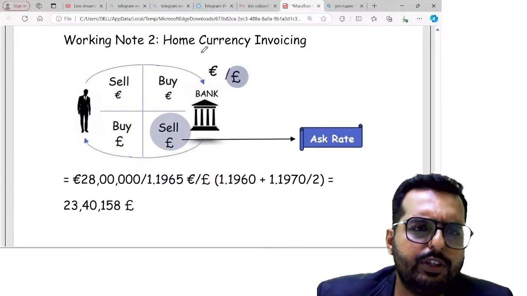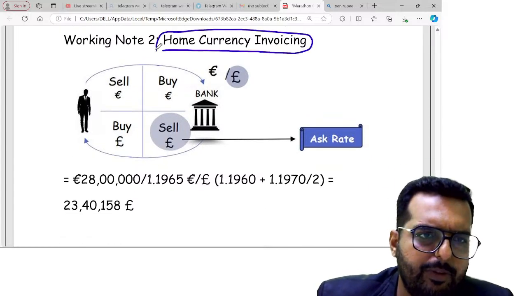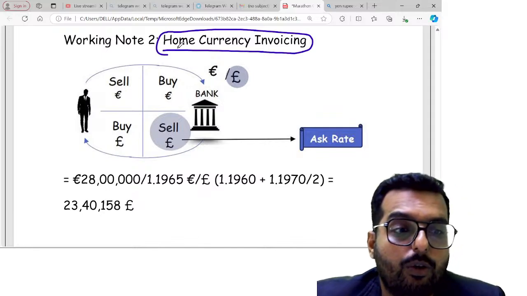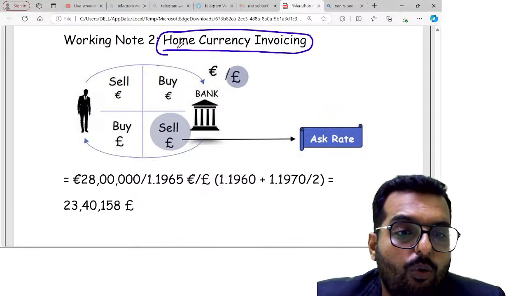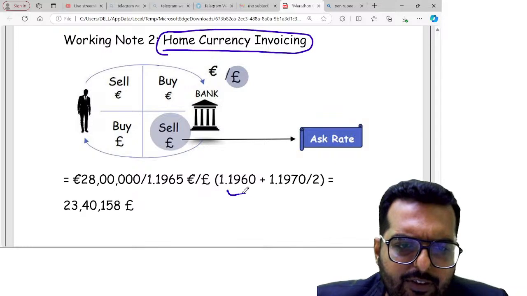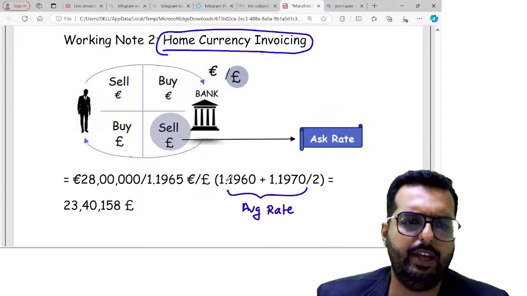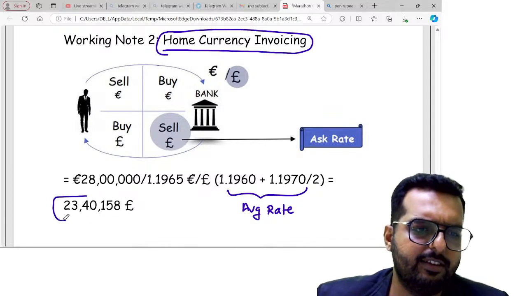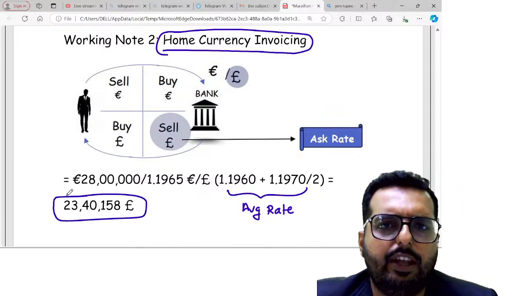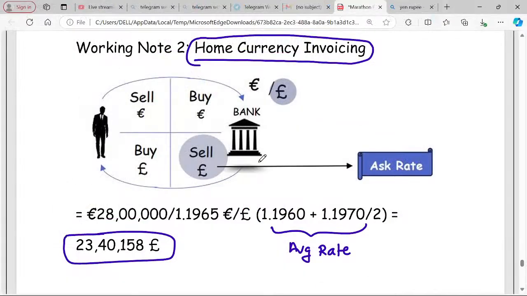So the first method is which one? Home currency invoicing. So here, hold on. There's a correction over here. I think in the home currency invoicing, we have to take the average rate. Yes, they have taken the average rate over here. Using that, they have found the answer as 23 lakh 40 158. Can you write down this in your books now?